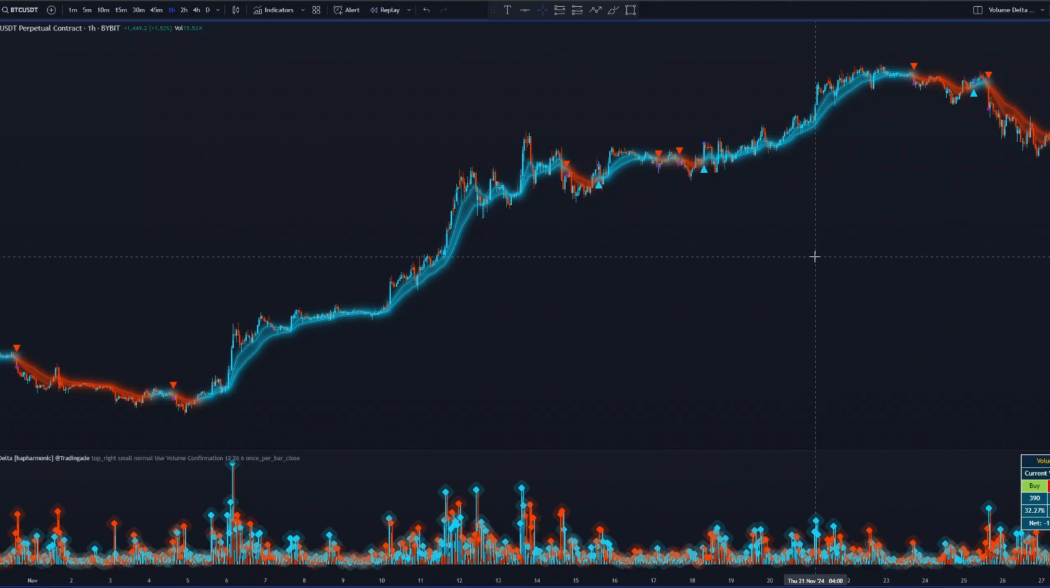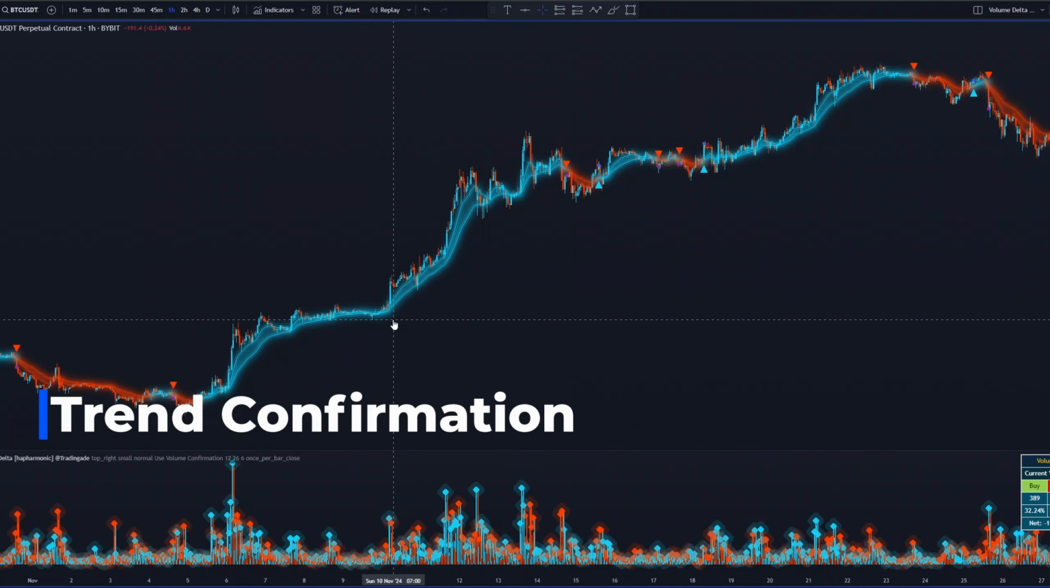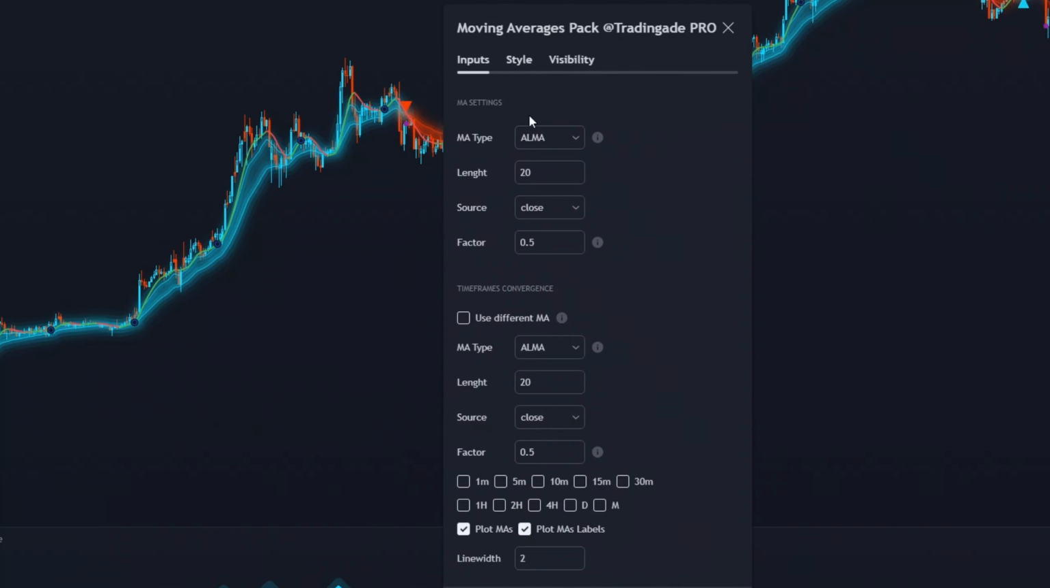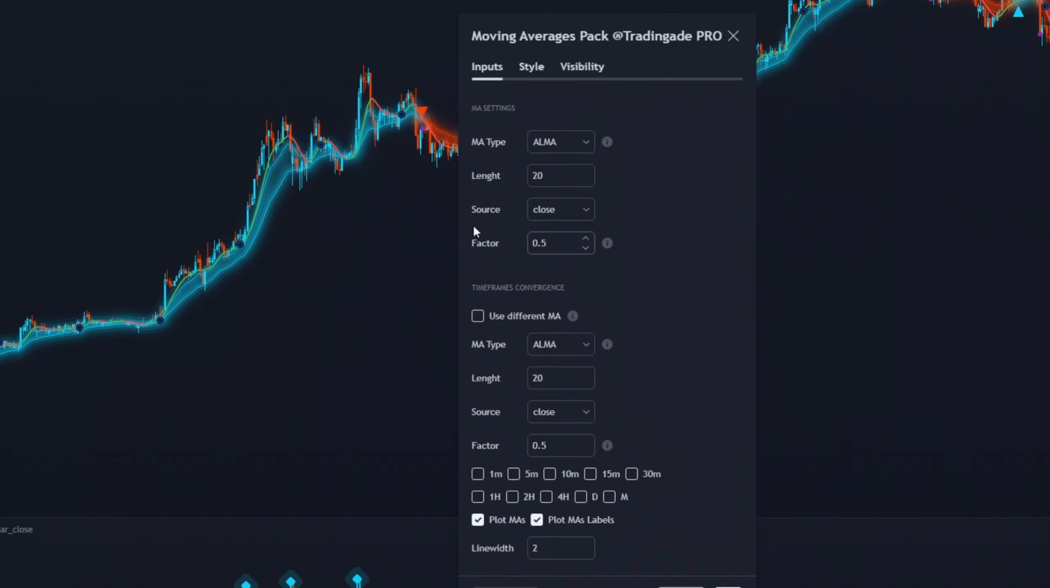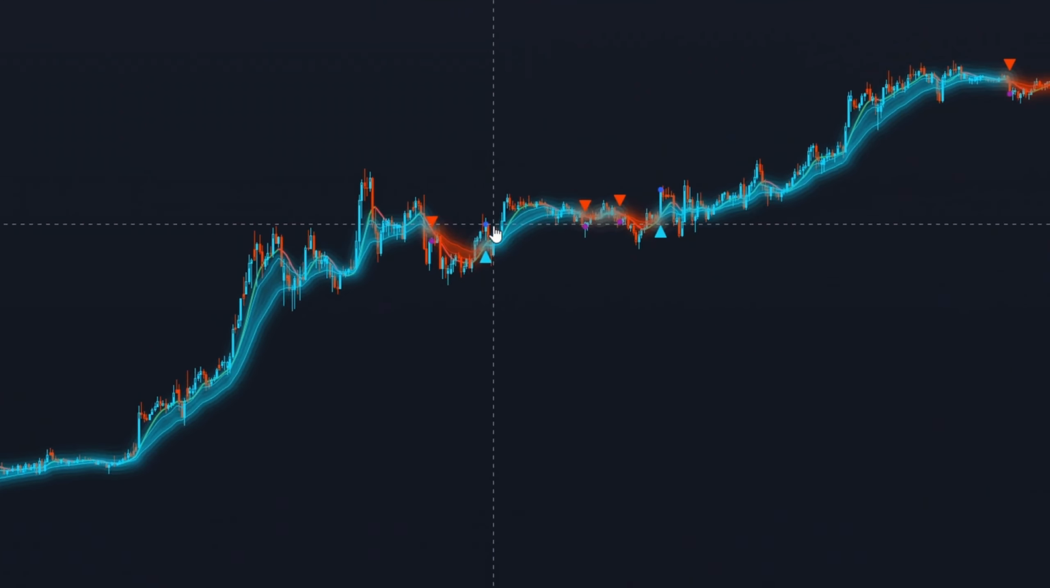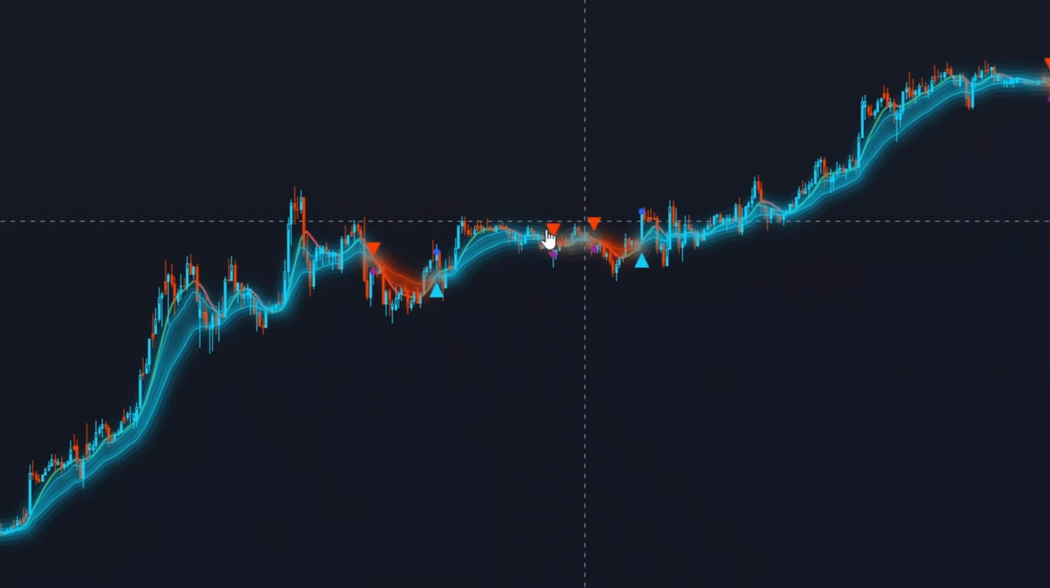Then, in order to avoid some false signals, we're going to add a trend confirmation based on the ALMA moving average with a length of 20, source close. We're going to allow long positions when the price is above our moving average, while we're going to go short when the price is below the moving average.